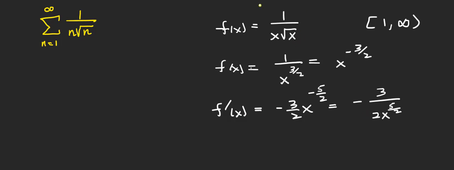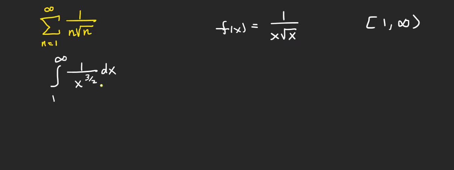So this satisfies the three conditions to apply the integral test. Now, if the improper integral from 1 to infinity of 1 over x to the 3 over 2 dx converges, then we can conclude that this series also converges. If this diverges, then we can conclude that this infinite series diverges by the integral test. So let's evaluate this improper integral.